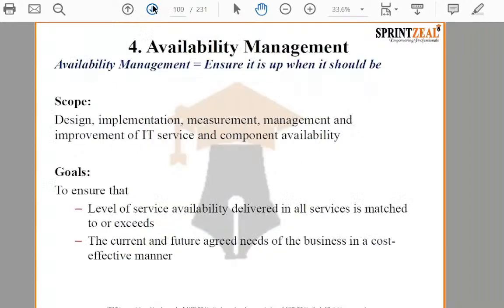Any questions about service catalog management? Nope. Okay. Moving into availability management.